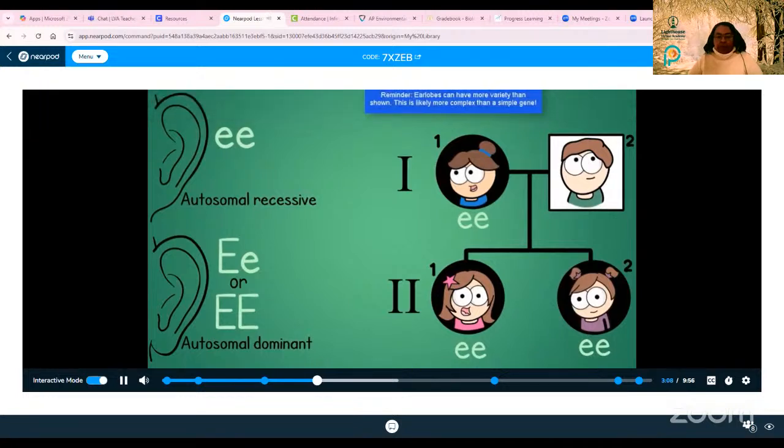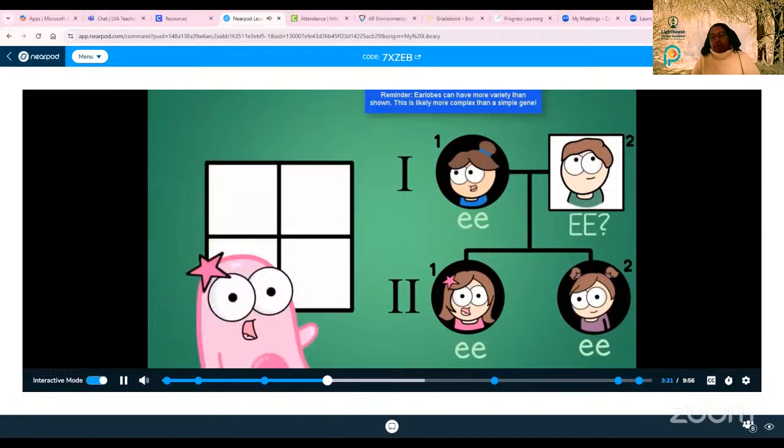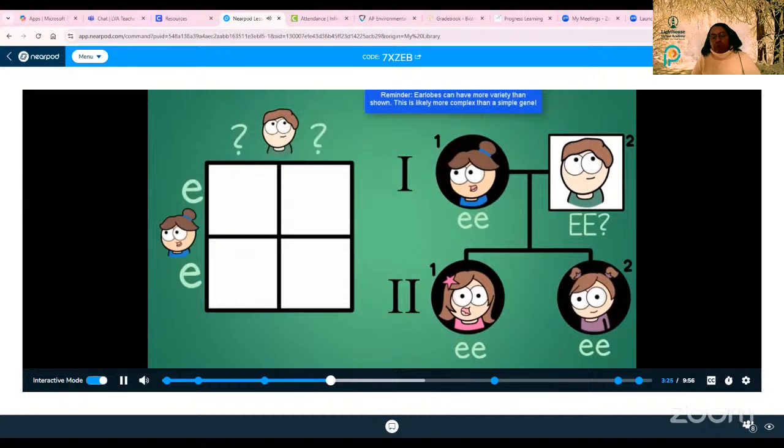Not be shaded. So let's look at individual 2 in the first generation. That's our father. He's not shaded, so he can't be little e. What about big E? Well, there's a problem. See his children? Us? Each child must get an allele from each parent.